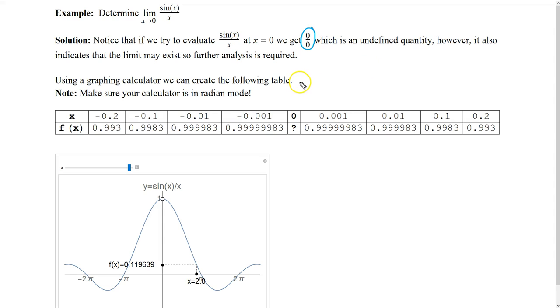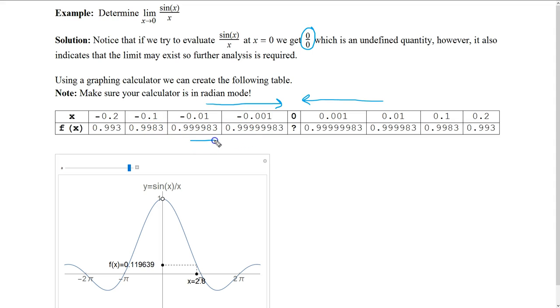So what we want to do here is create a table again, and we'll also look at it graphically. So here we have a table. Notice we have x values approaching 0 from the left, and we have x values approaching 0 from the right. And we want to see what our function values are approaching. Well, down here are the function values, 0.993, 0.9983, and so on.